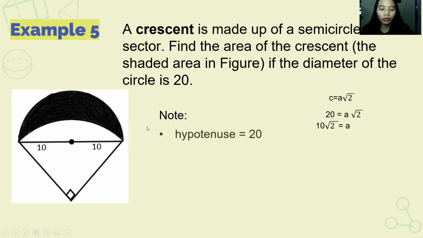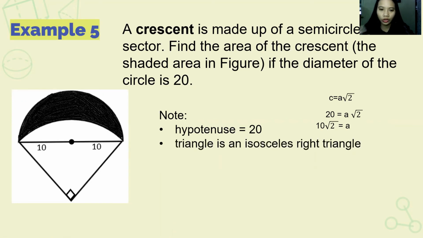Now, note that our hypotenuse is 20. Our triangle is an isosceles triangle, which I already discussed. So the length of the leg is 10 square root of 2. How do we get this 10 square root of 2? We use the special right triangle formula: c equals a square root of 2. Since our c, which is our hypotenuse, is 20, 20 equals a square root of 2. So 20 divided by square root of 2 is 10 square root of 2, which equals a. So we already have the length of our legs.